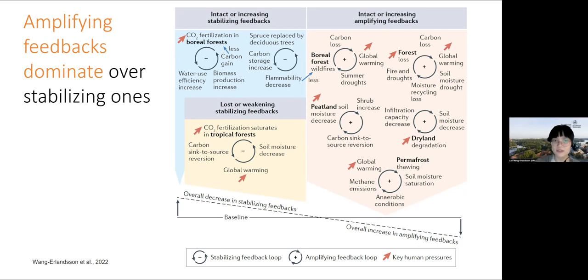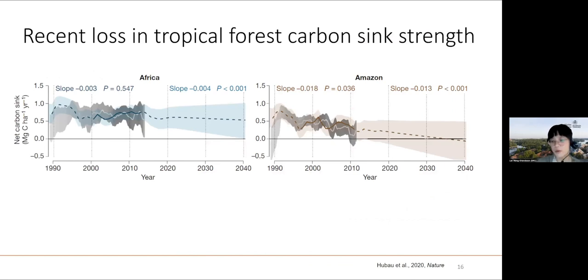But this stabilizing feedback is weakening in the tropics. And on the other hand, we see much more of this kind of amplifying feedback, where forest loss leads to global warming, further soil moisture drought, less rainfall production, and more fire and droughts, those types of feedbacks. We already see in the tropical forest, both in Africa and Amazon, that the carbon sink trends have already peaked. And for Amazon, we are heading towards a reversal, from carbon sink to a net source in the coming decade, if this trend continues.